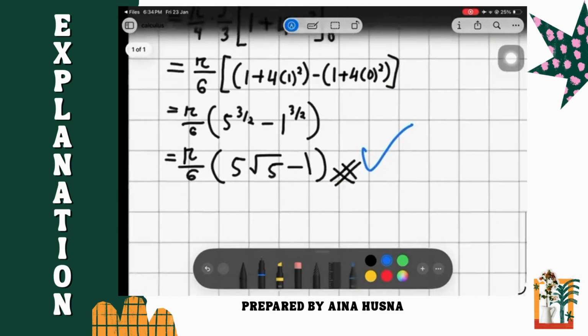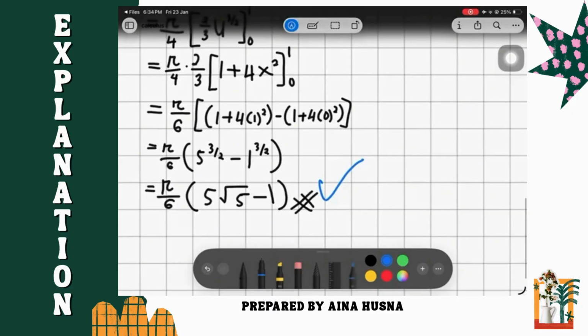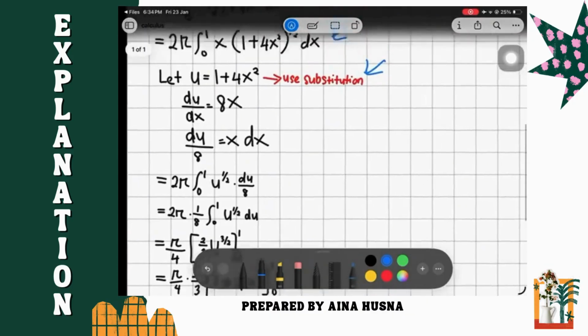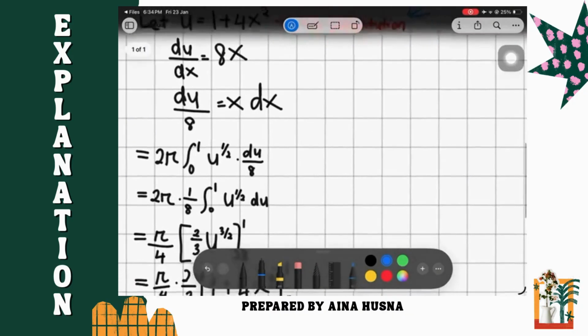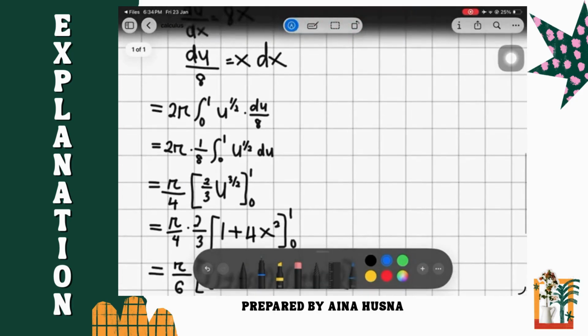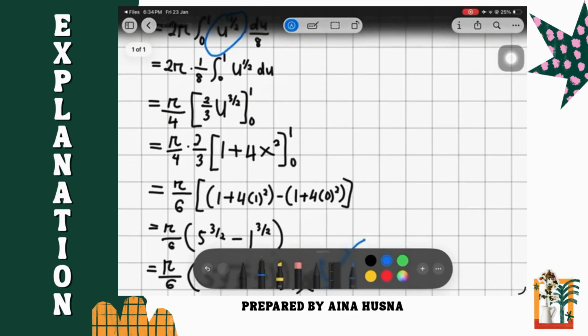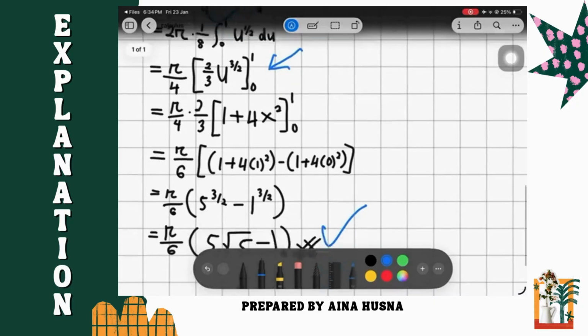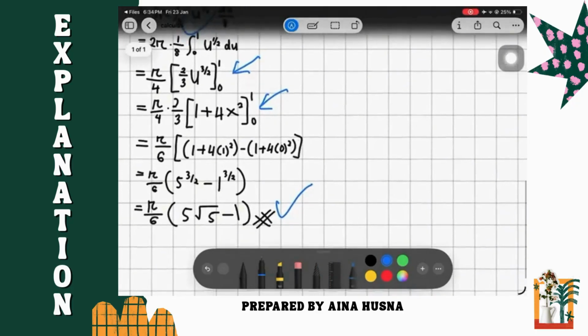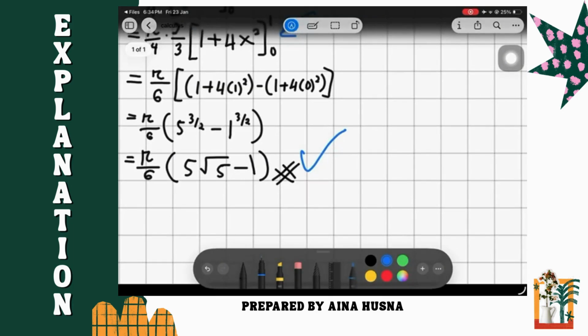The final answer that we get is area equals π over 6 times (5 times the square root of 5 minus 1). So if you wonder how to calculate this, first we let u be a substitution, which makes our calculation easier. After we substitute u into this equation, we integrate u, then we substitute back the original value of u and calculate until we get the final answer.